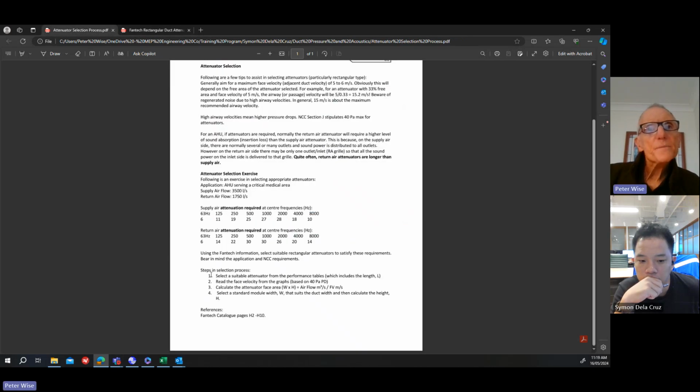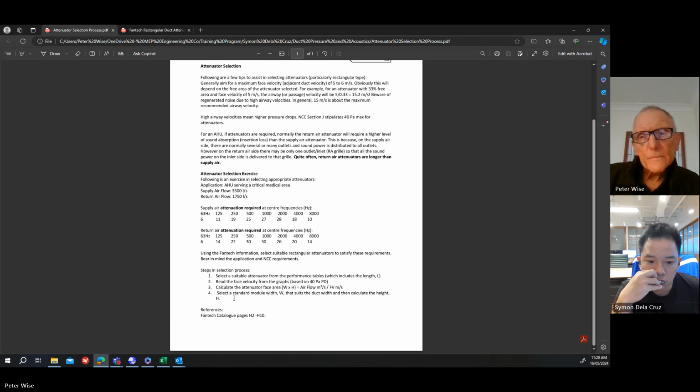I've said here, the steps in the process: select the suitable attenuator from the tables, which includes the length. Read the face velocity from the graphs based on a maximum of 40 pascals. Calculate the face area, so that's the airflow divided by the face velocity. And then select the standard width that suits the duct width, and then calculate the height. And the height has got to obviously fit the space that you've got available.